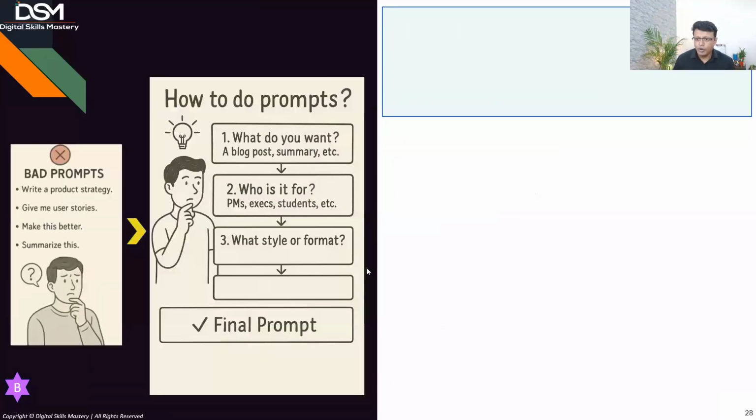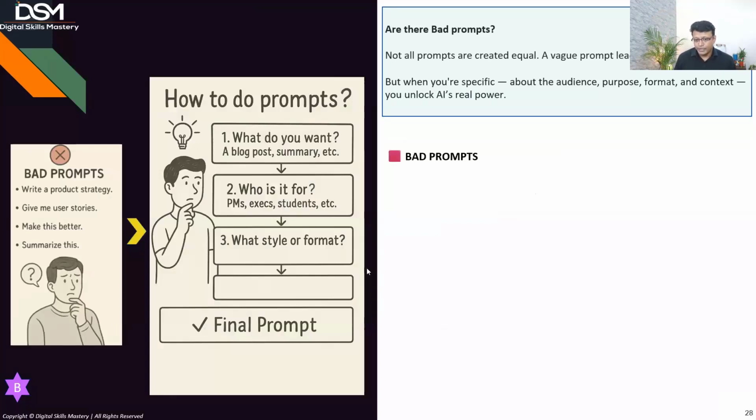Now, how to do prompts, and are there any bad prompts? As we have just mentioned, what are the 5 steps to write a prompt? We want to show you some of the bad prompts so that you don't end up writing any of those, so that you can reiterate and make it better.